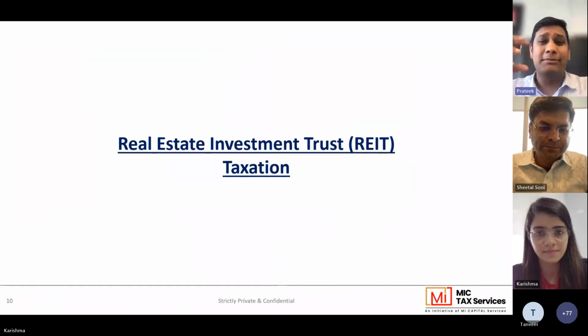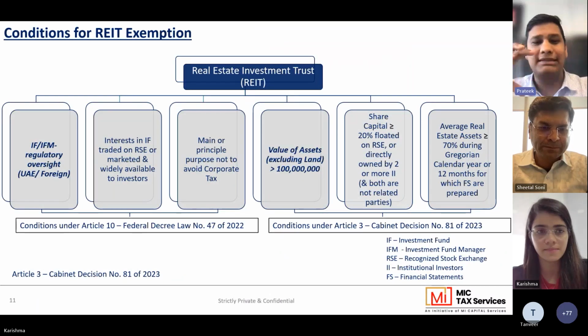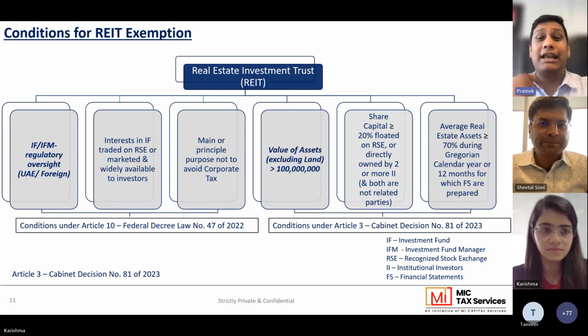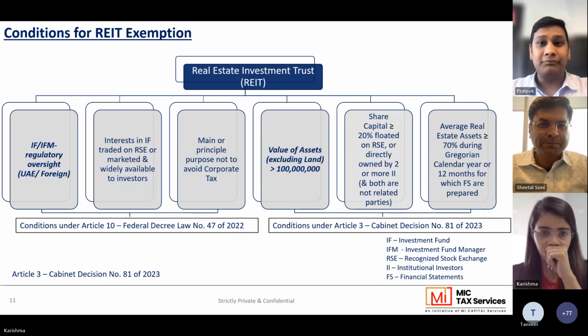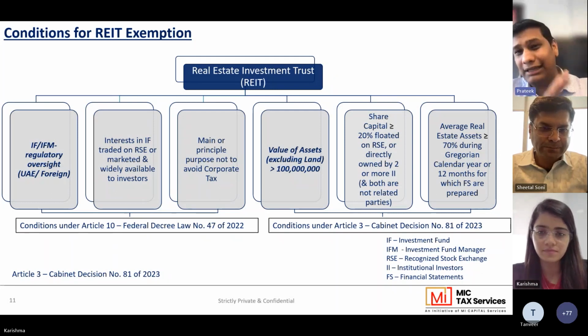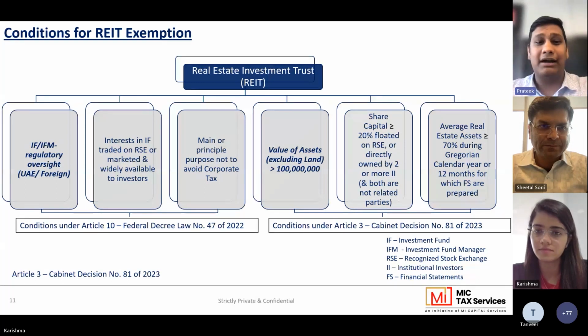So in REIT, again, similar to investment fund, there are conditions that have been identified or classified in Cabinet Decision 81. These conditions more or less are similar except the percentages. So it has to be regulated. That is for sure. It has to be either owned by an institutional investor or it has to be traded in the real estate stock markets. The main principle should not be to avoid any corporate tax. These are the conditions that were there in Article 10 of the law. But under the Cabinet Decision 81, additional conditions were maintained. Again, these are "and" conditions and have to be fulfilled overall.